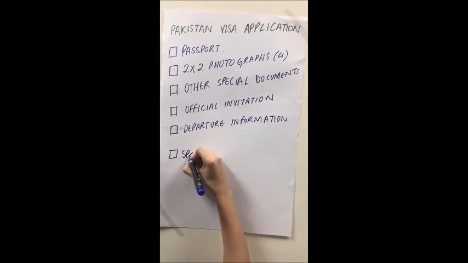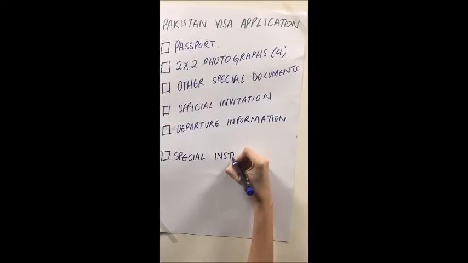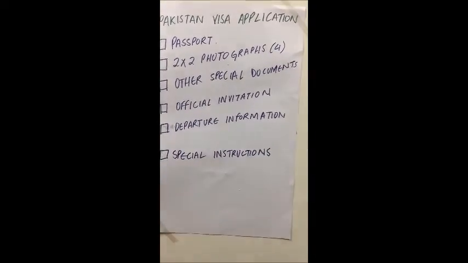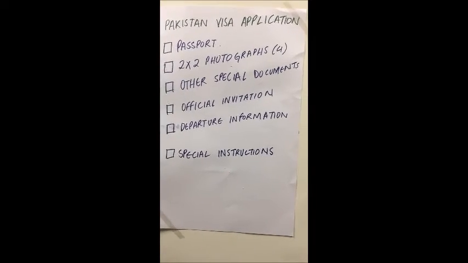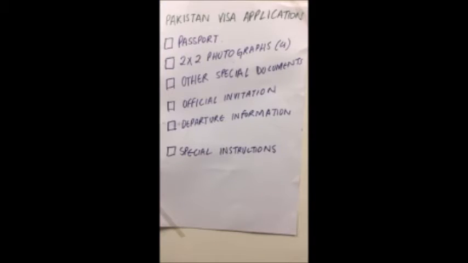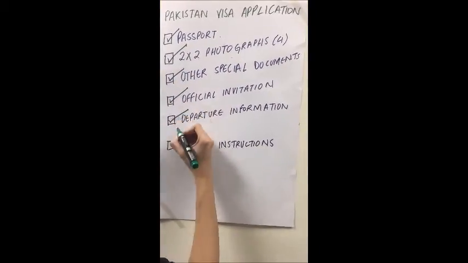There are a few special instructions that we also have. So a single or double entry visa will be valid from 3 months to a year for a 30-day stay. And you will need approval from the Pakistani government. And as soon as the consulate receives this approval, then your application will be processed. With all of these 6 documents sorted, let's move on to the visa application form.